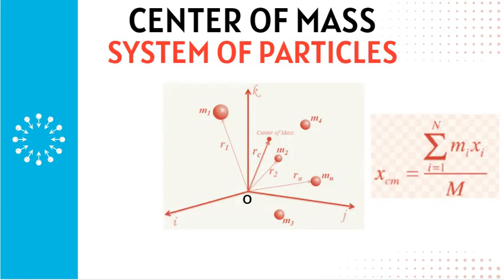If there are n number of point masses distributed as shown in the diagram, then the location of the center of mass can be calculated from the standard formula. XCM equals the sum of m1 r1, m2 r2, up to mn rn, divided by the total mass.